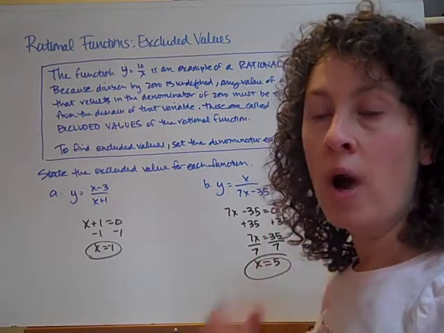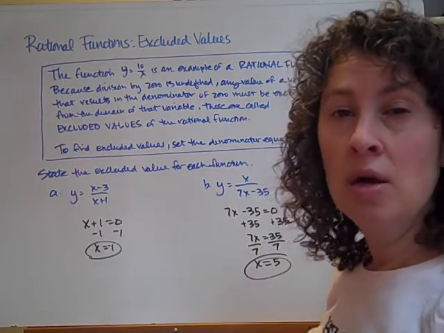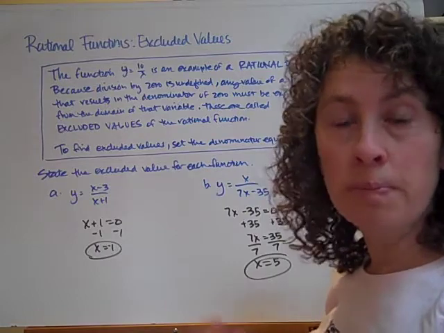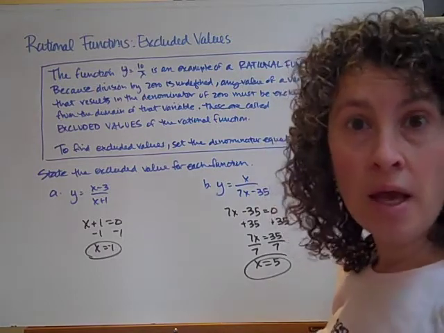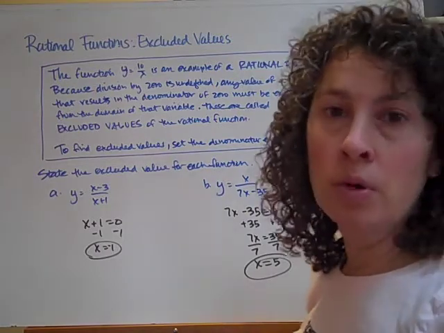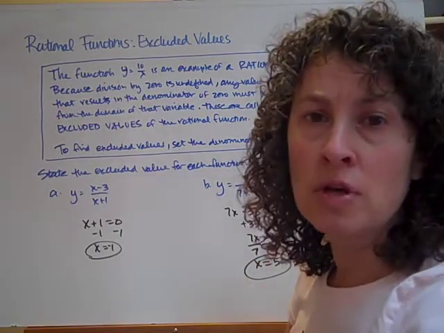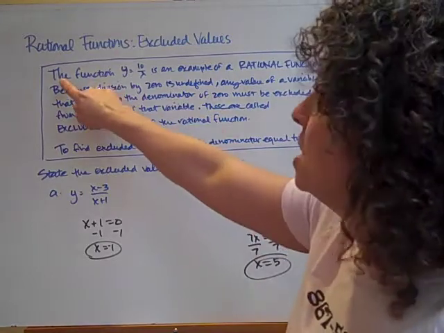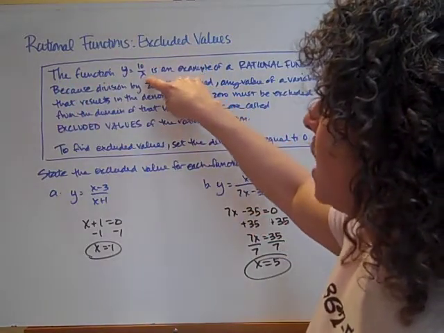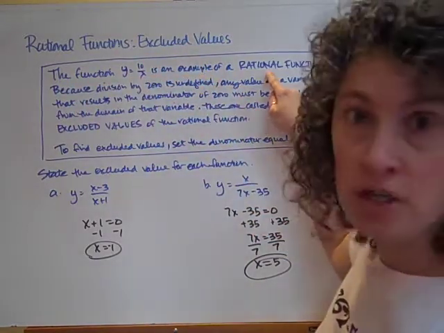When we had x times y equals k, we couldn't have x or y be equal to 0, because multiplying by 0 cannot give us a real number. It will automatically give us 0. So let's take a look at what those excluded values look like in a rational function. So the function y equals 10 over x is an example of a rational function.